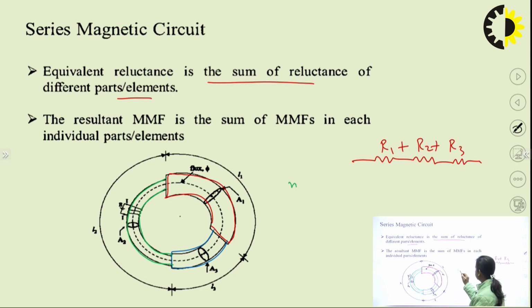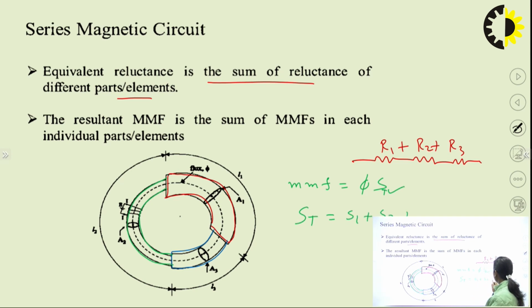We know that MMF is equal to phi into S, and first we have to calculate this S. Every section has different reluctance. So I will write ST, which means total reluctance. So ST will be equal to S1 plus S2 plus S3, where S1 will be equal to, here the area of cross section is A1, length is L1, so I can write it as L1 by mu A1.